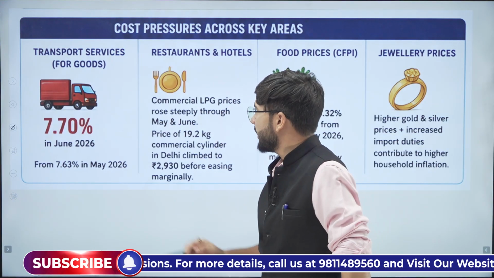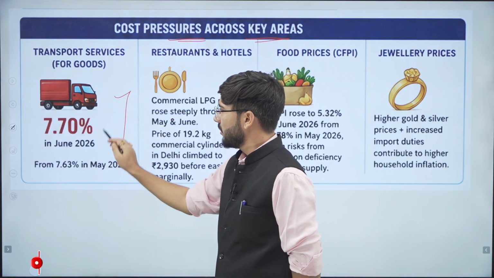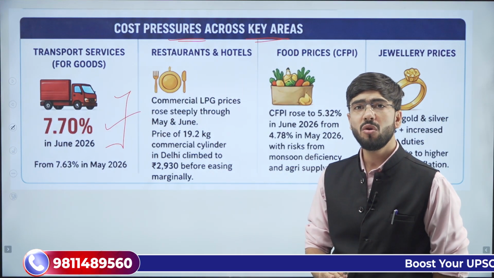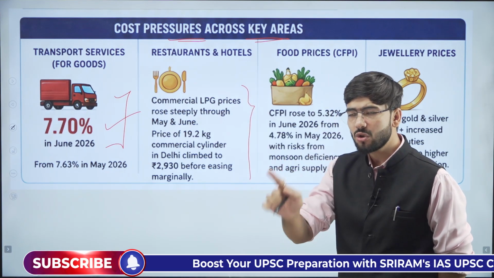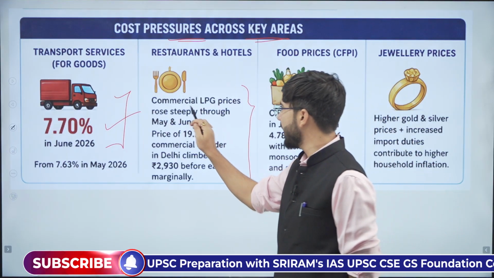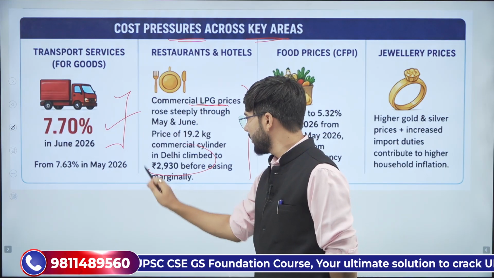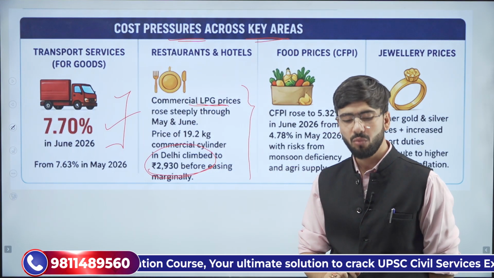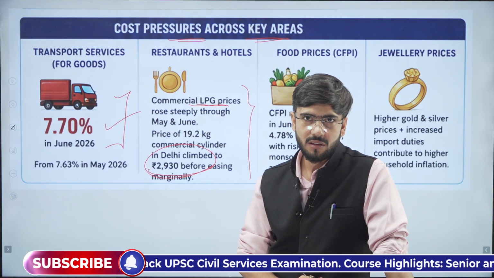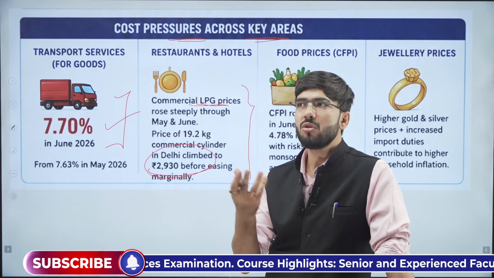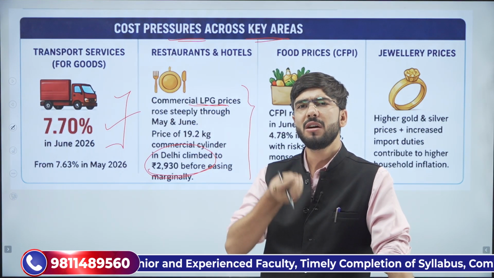One important aspect is that there are cost pressures across key sectors. Why is transport inflation increasing more? Because of fuel. Why are the prices at restaurants increasing? Because they are getting LPG, which is highly expensive now. Why? The commercial cylinder, which earlier used to be 1800, is now 3000 rupees. Those people who are living outside and do not have a connection are getting gas cylinders for 3000, 4000 rupees.